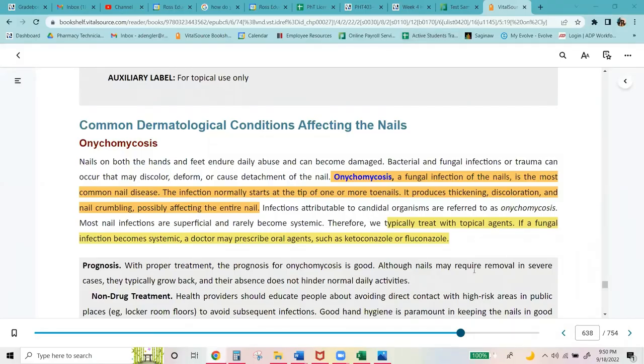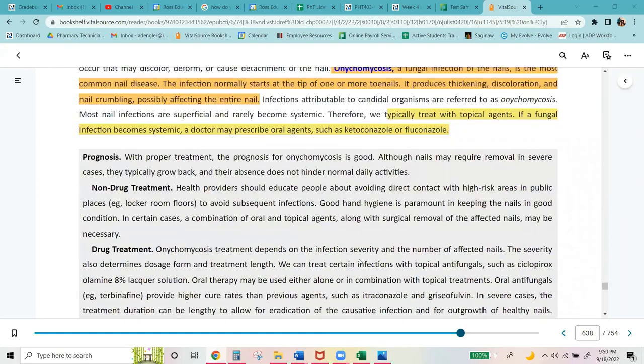Onychomycosis is a fungal infection of the nails, the most common nail disease, and it starts at the tip of one or more toenails. It produces thickening, discoloration, and nail crumbling, possibly affecting the entire nail. We typically treat it with topical agents. If a fungal infection becomes systemic, like throughout the body, a doctor may prescribe oral agents such as ketoconazole or fluconazole.